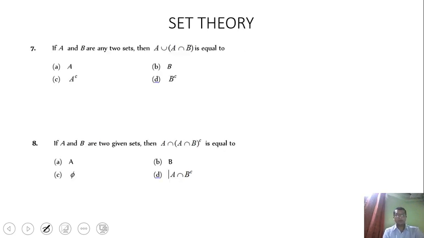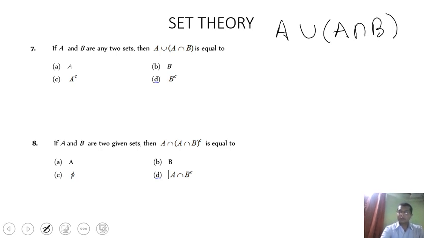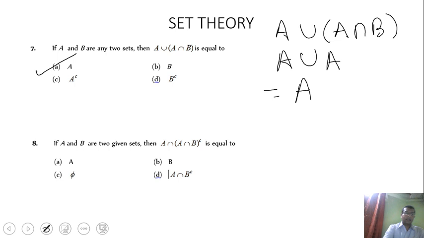Next example, if A and B are any two sets, then A union A intersection B is equal to. This we need to simplify. The given expression is A union A intersection B. So A union A intersection B can be written as A. On simplification we get the set A. Therefore the right option is A.